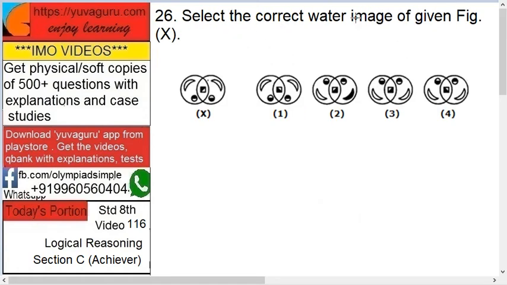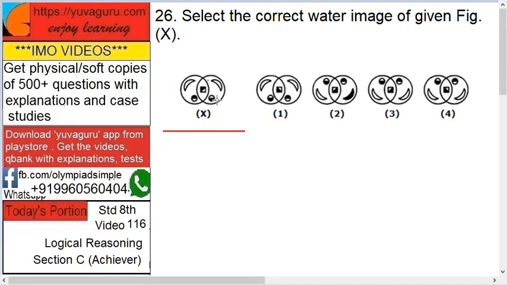Select the correct water image of the given figure X. Water image means what? Where will the water be? Water will be here, here or here. Water will always be down. So remember this logic. Means this is kept above the water and then we are seeing the reflection in the water. So just check these figures here.